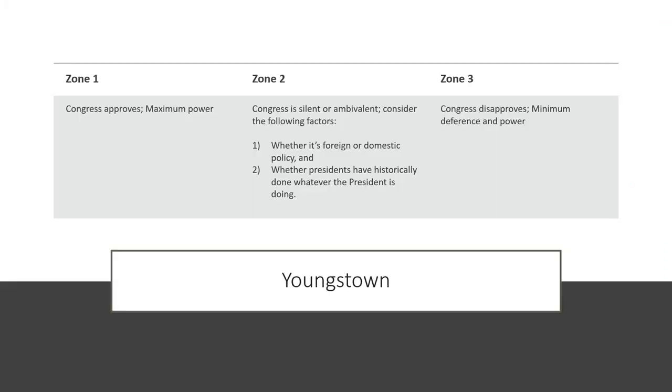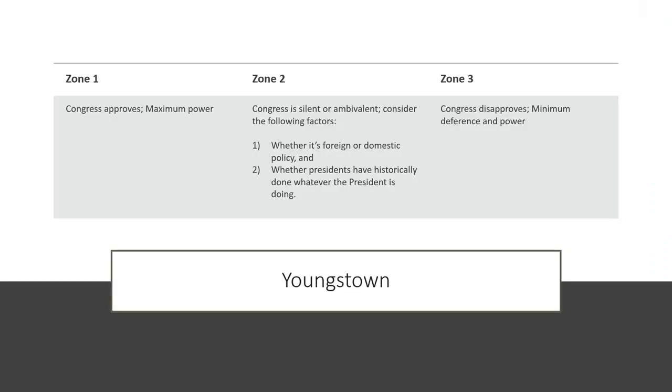Zone 1 is explicit or implicit authority to do something. Zone 2 is basically lack of guidance from Congress, and Zone 3 is evidence of congressional disapproval. You decide which zone you're in. That determines whether the President's power is at its maximum or its minimum. If you wind up in Zone 2, where there's either no guidance from Congress or there's conflicting laws on the books, then you look at a couple of factors. Number 1, is it foreign policy or is it domestic policy? And number 2, what's the history, right? Do we have a history of allowing presidents to do that without a whole lot of problem?